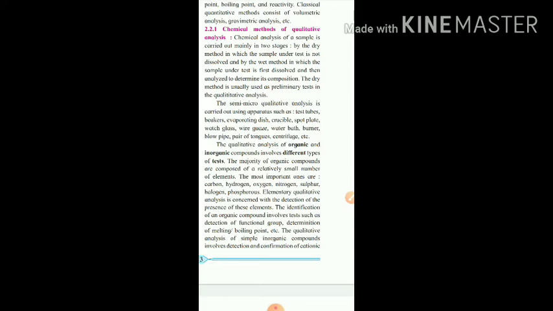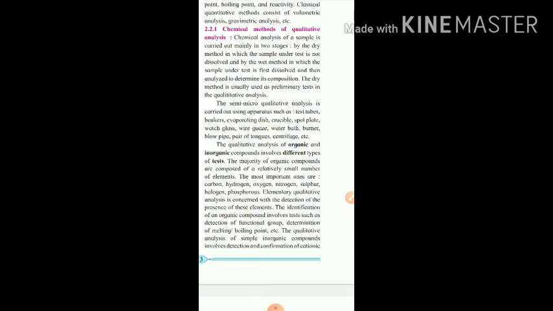Elementary qualitative analysis is nothing but the detection of the presence of these elements. It means if I take a compound, I have to analyze whether a particular element is present in the compound or not. For example, whether carbon is present or not, hydrogen is present or not, sulfur is present or not. This is all about elementary qualitative analysis.